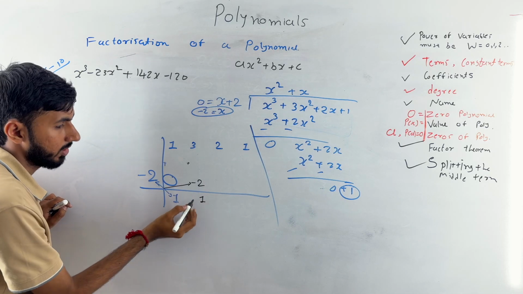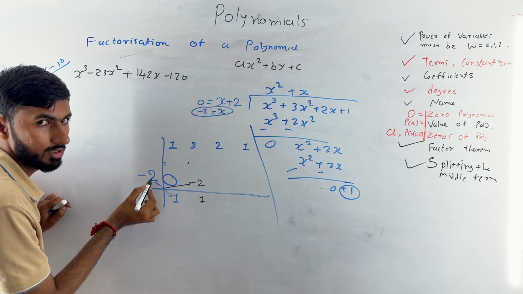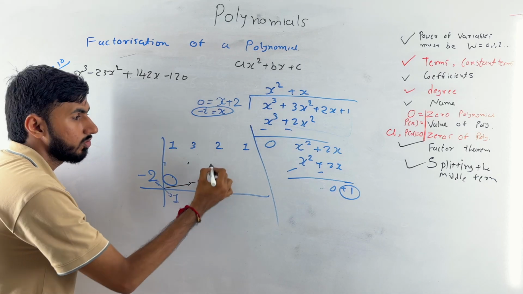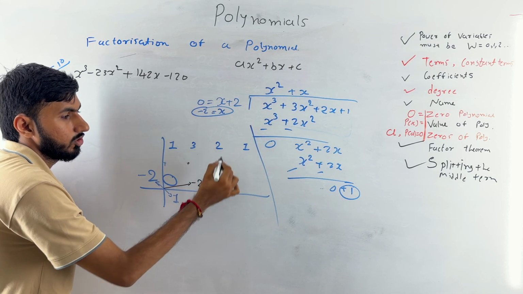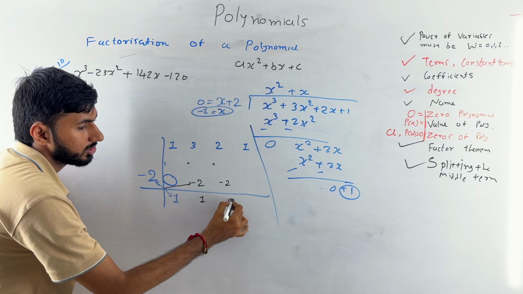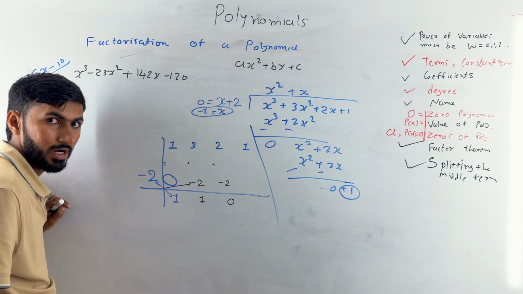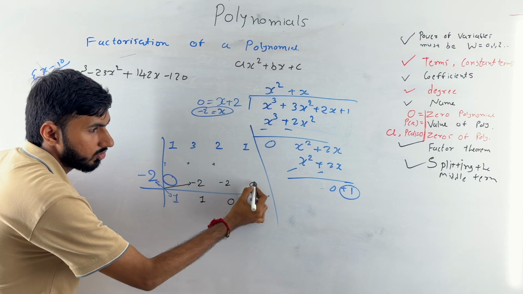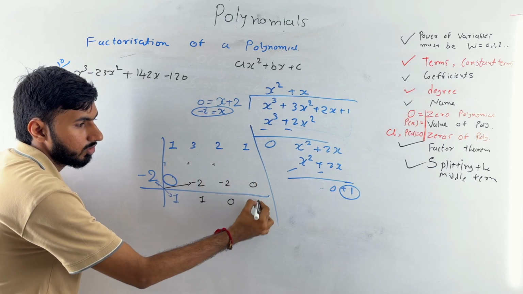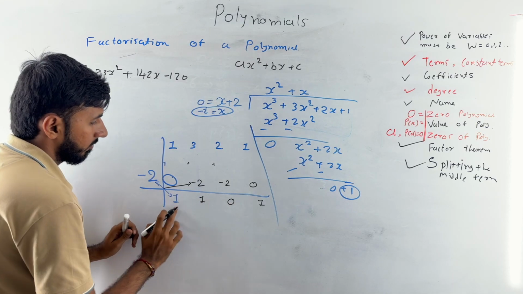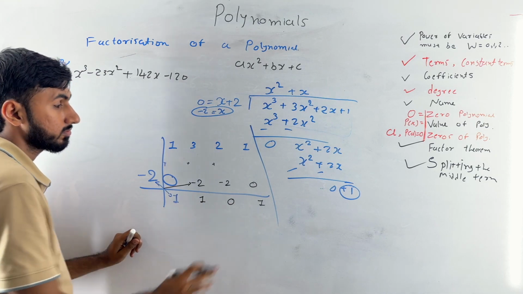Now again 1 multiply this. What will be your answer? 1 multiply minus 2. Your answer will be minus 2. Now add this 2 minus 2. What will be your answer? 0. Right? Now again multiply 0 with minus 2. What will be your answer? 0. Again add 1 and 0. What will be your answer? 1. So you get 1, 1, 0 and 1.